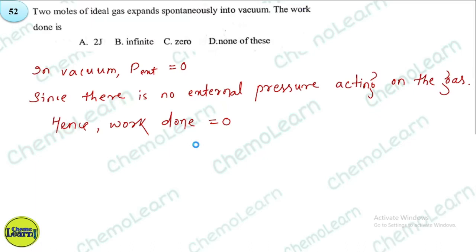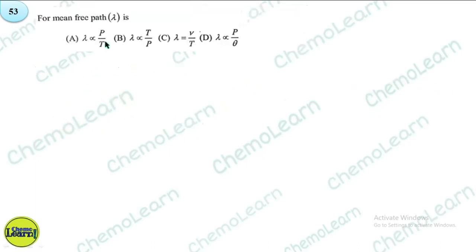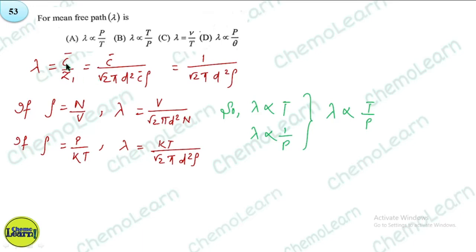Question 53. Mean free path lambda is equal to what? Lambda is directly proportional to P by T, or lambda equals B by T, or lambda is directly proportional to theta. See, mean free path lambda equals C bar divided by Z1. C bar is the average velocity and Z1 is the collision number.